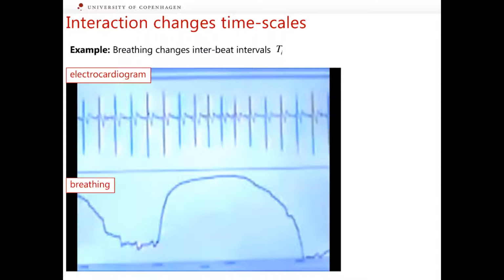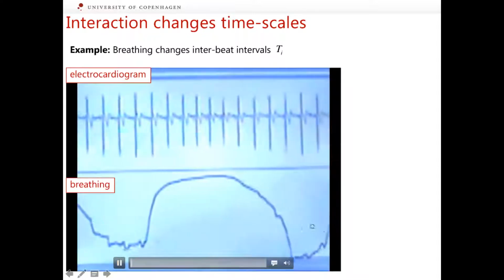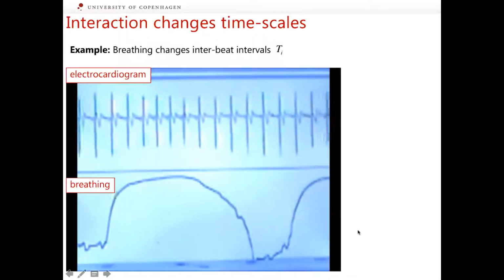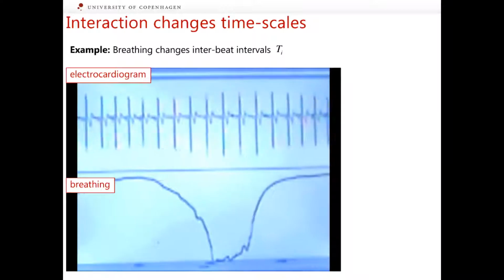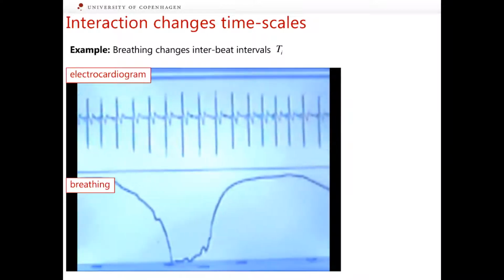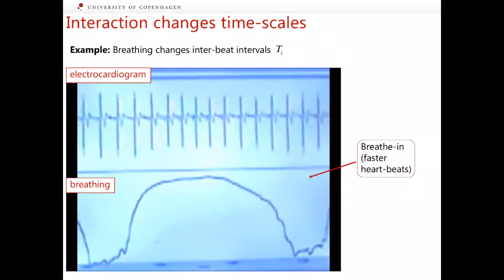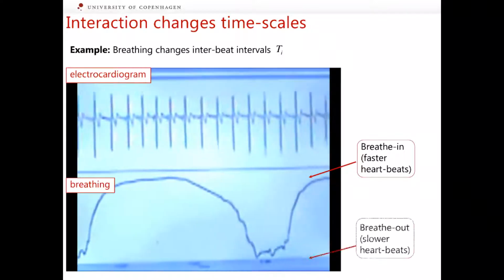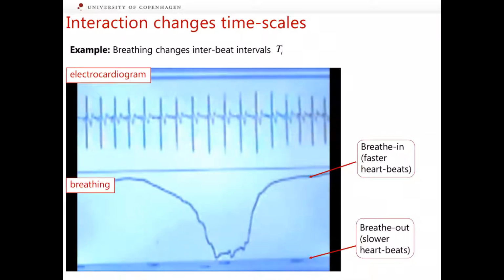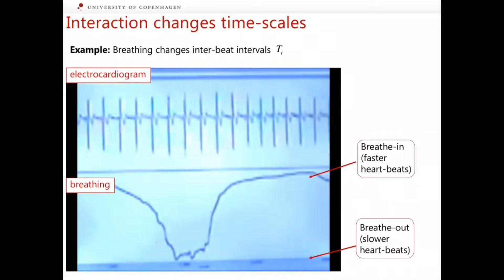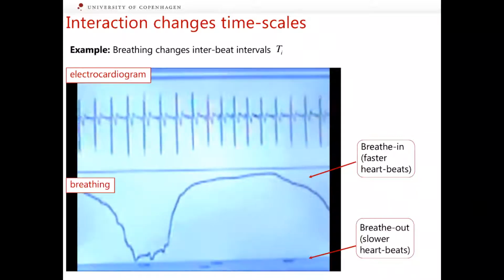It is well known that breathing strongly affects the heartbeats in humans, but the influence of the heart on breathing is negligibly small. This video shows simultaneous recording of the human electrocardiogram and breathing. When the subject breathes in, the breathing signal goes up, and when he breathes out, the breathing signal goes down. One effect from breathing on the ECG becomes apparent instantly.